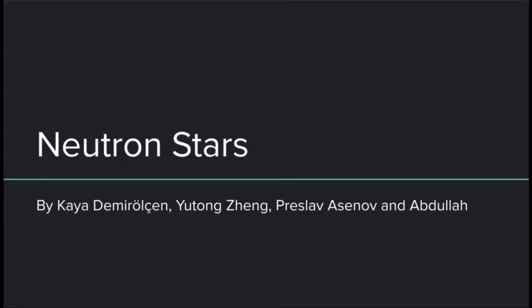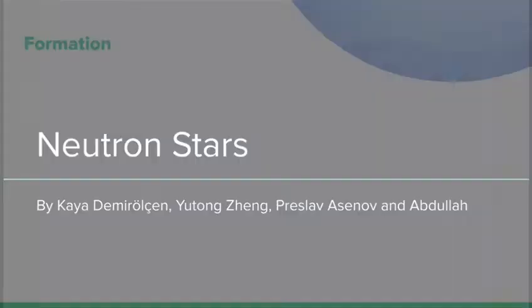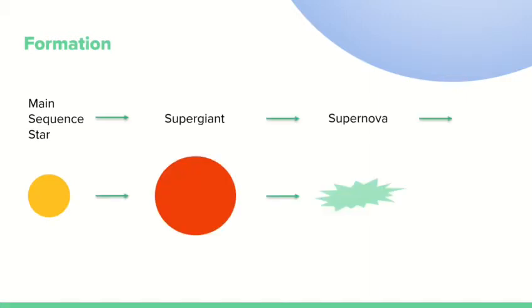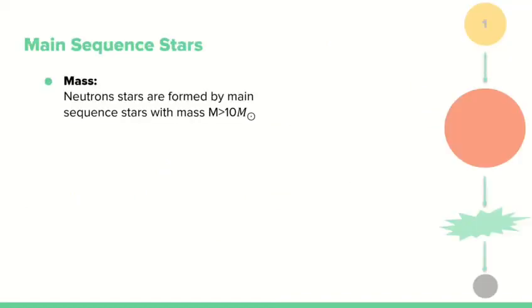Hello. In this video, we're going to talk about one of the most fascinating and mysterious objects in our universe, neutron stars. The formation of a neutron star takes four main steps: a main sequence star, a supergiant, a supernova, and finally a neutron star. Main sequence stars of more than 10 solar masses can form neutron stars.